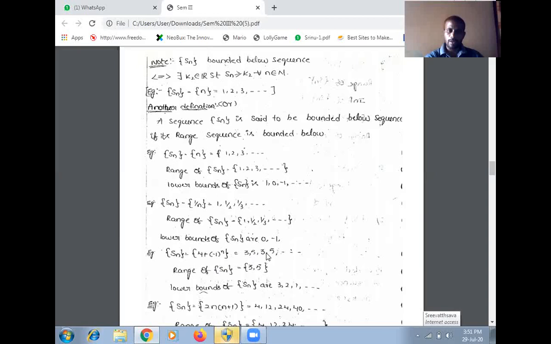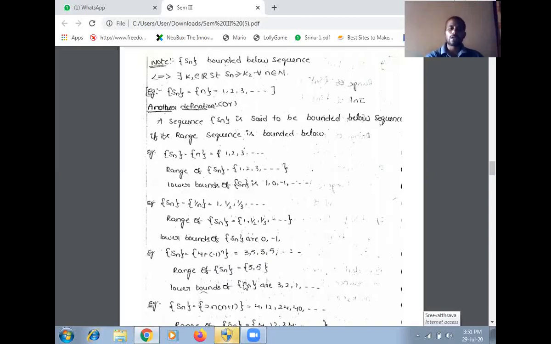If n equal to 4, we get the same value as the second term, 5. If n equal to 5, we get the same value 3. So what is the range of this sequence? The sequence is 3, 5, 3, 5. 3 and 5 are the repeated values in this sequence. So the range of Sn is 3, 5.